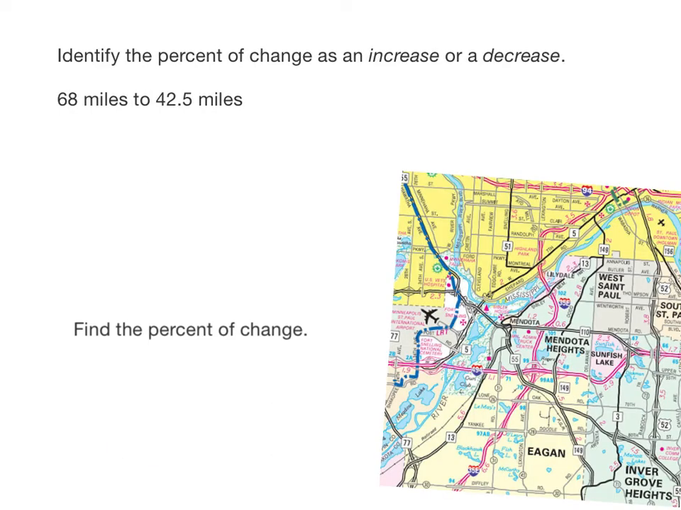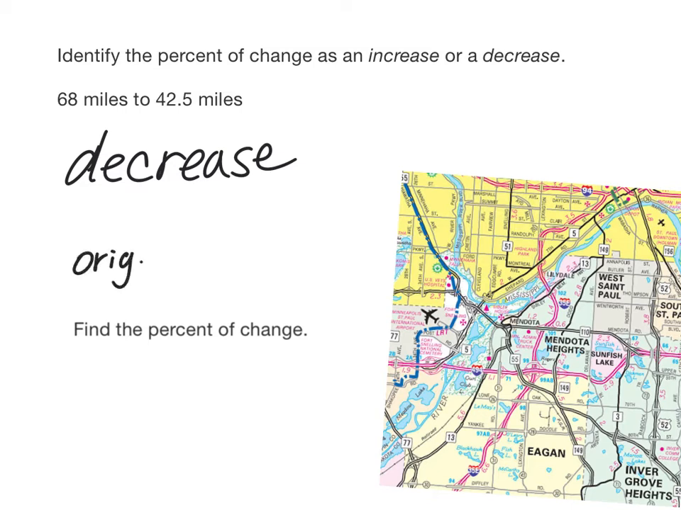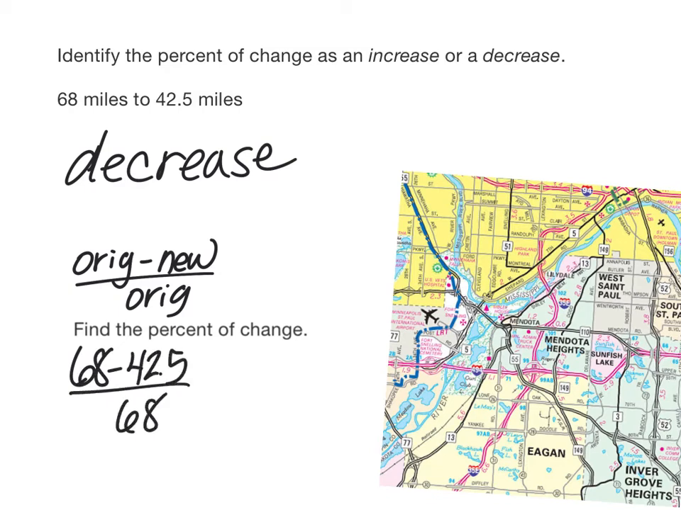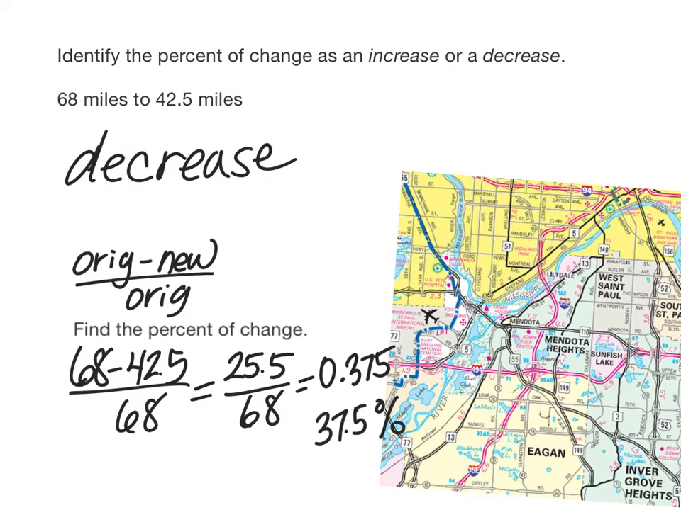Identify the percent of change as increase or decrease. 68 miles to 42.5 is a decrease again. My decrease formula means I'm going to take the original, subtract the new, divide by the original. So in this case, I have 68 minus 42.5 divided by 68. I end up with 25.5 divided by 68. When I do this division, I get the decimal 0 and 375 thousandths, which is 37.5%.